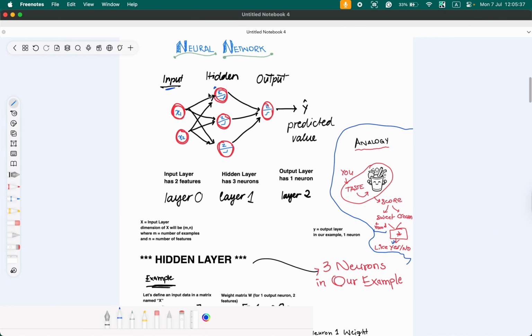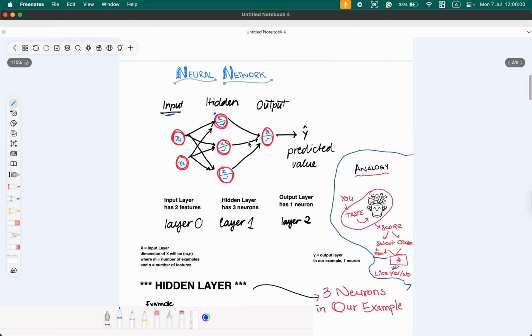Each layer has neurons. So here you can see in the hidden layer there are 3 neurons, and in the output layer there is just a single neuron. These neurons are like tiny calculators. They take in numbers, do some maths, and then pass numbers out. So what happens inside a neuron?